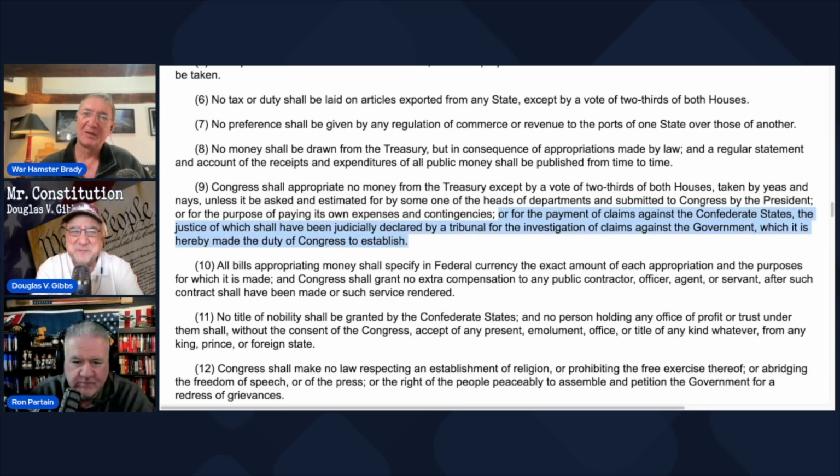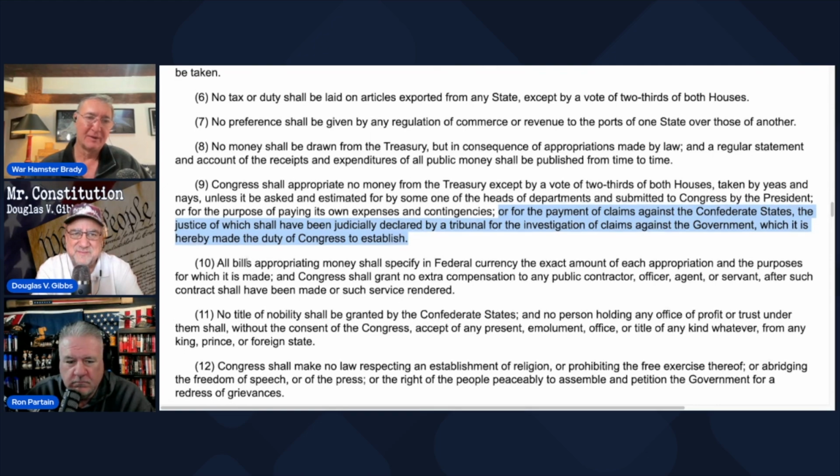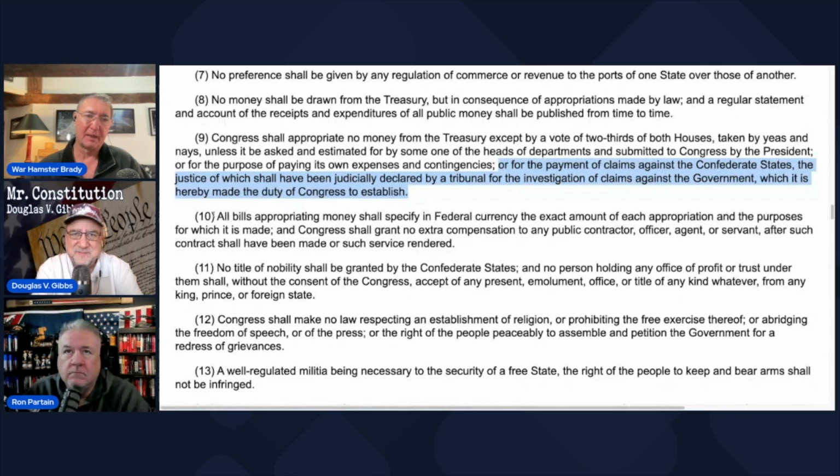Yeah. Well, you're going to love this next section 10, because it does not exist in the U.S. Constitution, but boy, do I sure wish it would. We should just copy this one verbatim and make an amendment. All bills appropriating money shall specify in federal currency the exact amount of each appropriation and the purposes for which it is made. Line item appropriations. We would not need a Department of Government Efficiency if we had this as part of the U.S. Constitution.